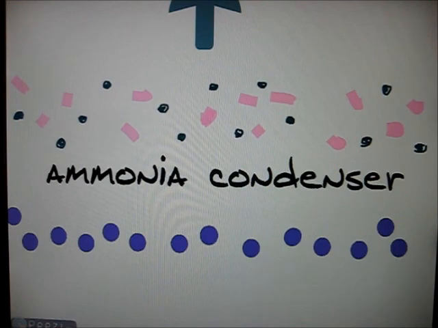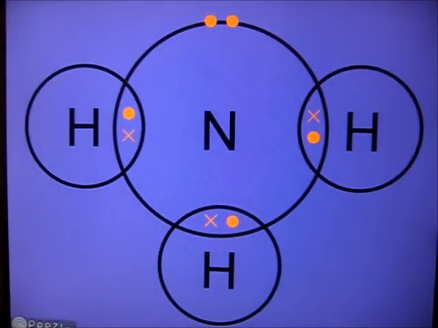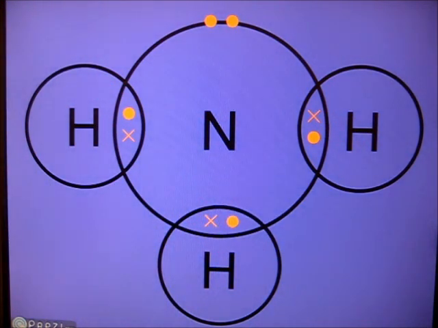Now let's stop for a moment and take a closer look at ammonia. As you can see, the nitrogen has bonded with 3 hydrogen atoms, and it has 1 lone pair left. We already know that ammonia is a weak base, so it dissociates in water easily. That's because the lone pair can bond with the hydrogen atoms of the water.